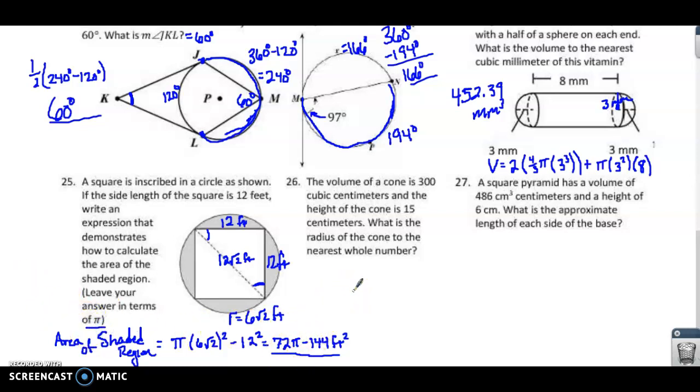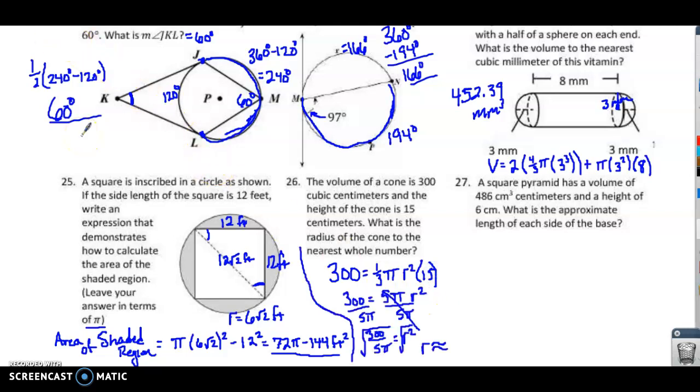Now, number 26, the volume of a cone is 300 cubic centimeters, and the height of the cone is 15 centimeters. Find the radius of the cone. Well, 300 is the volume, 1/3 pi, and then we've got r squared times h. I'm going to pause the video here. All right, you see I put a little work there for number 26. Set the volume equal to the volume formula for the cone. 1/3 times 15, well that's 5, divided both sides by 5 pi, and I'm going to take the square root to get the radius.